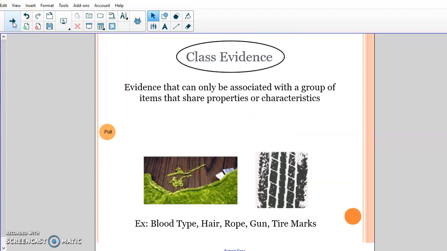The second category of evidence is what we call class evidence. And class evidence is evidence that can only be associated with a group of items that share properties or characteristics that are the same. Probably the best example of this is blood type, right? Say I find a blood pool at my crime scene and it's type B blood, okay? And I pull my suspect over and they also have type B blood. Well, I can't arrest them and put them in prison just on that, right? Because how many other people in the world also have type B blood? A lot, okay? So class evidence is evidence that can put you with a group of items that share similar properties or characteristics.